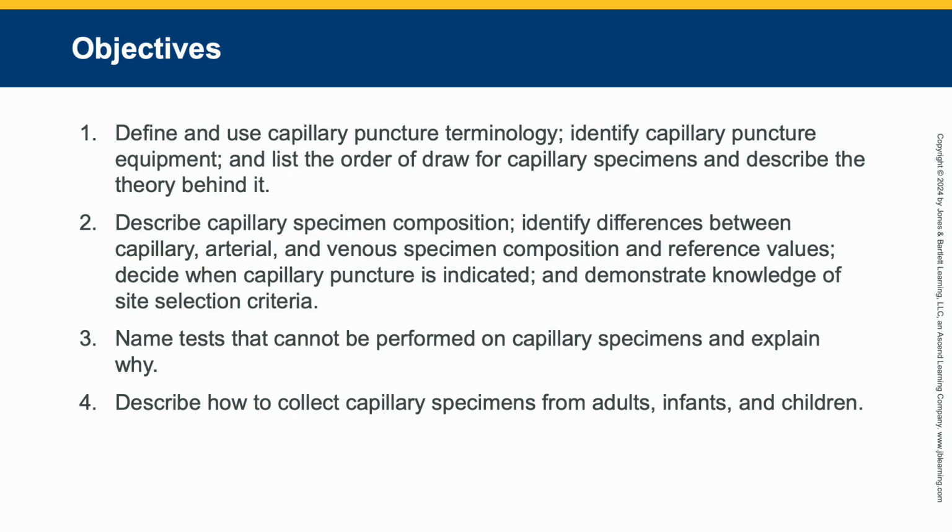You are also going to describe the capillary specimen composition, which means we are going to be able to tell the differences between capillary, arterial, and venous composition, and also some reference values. We're going to discuss when a capillary puncture is indicated, when it is okay to do it, and also the site of where you do it.